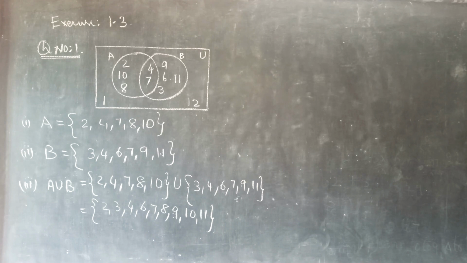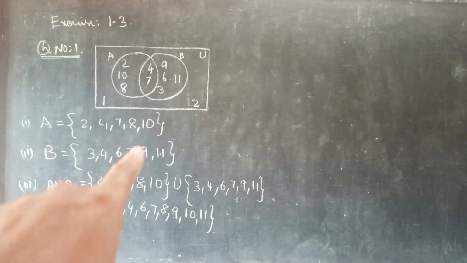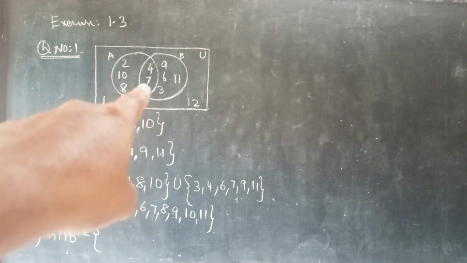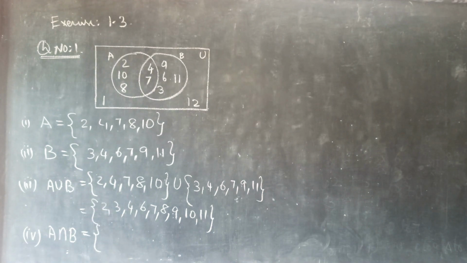Now we come to the fourth part. The diagrammatic representation of A intersection B is the common values. The common values are 4 and 7. Just write 4, 7. So this is how we represent A intersection B: 4, 7.